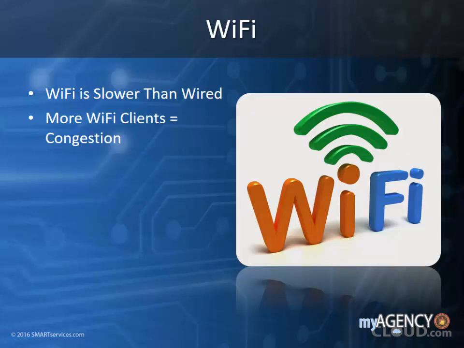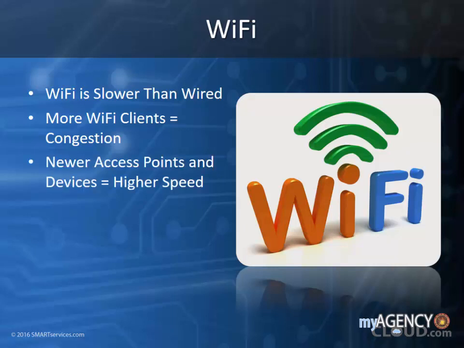More Wi-Fi clients does equal congestion, so the more people you have on Wi-Fi, it will typically get a little slower. That's where you need more robust Wi-Fi access points. And then those newer access points and devices, they do equal higher speed, but again, not realistically, not faster than gigabit wired speed.